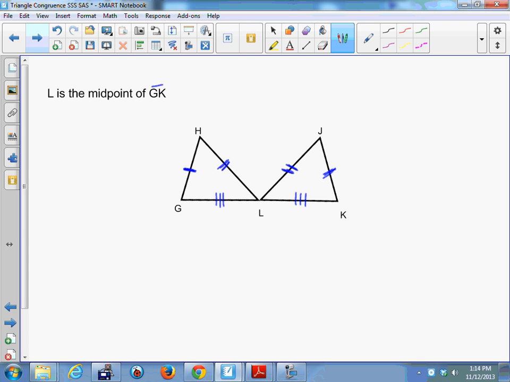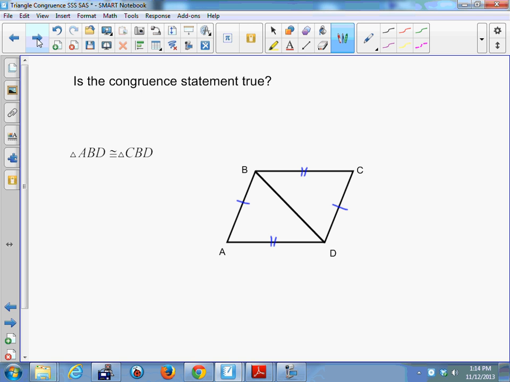So it doesn't always have to be straightforward. We can have other information like L is the midpoint, and then that means that these two segments here are congruent. So you kind of have to explore. It's not always as obvious, but you guys should be fine.